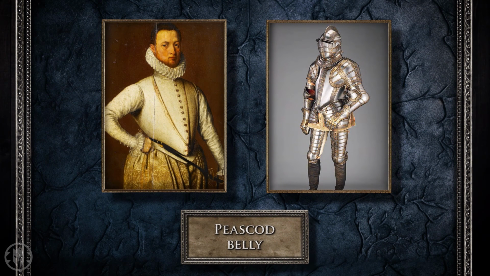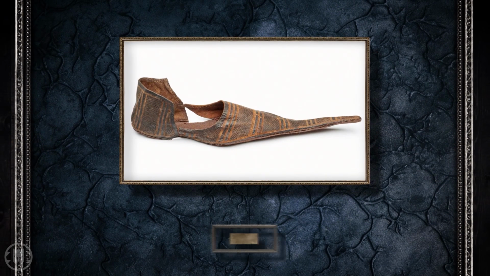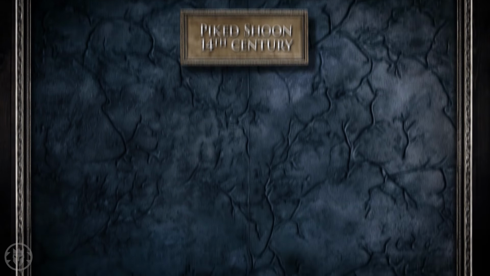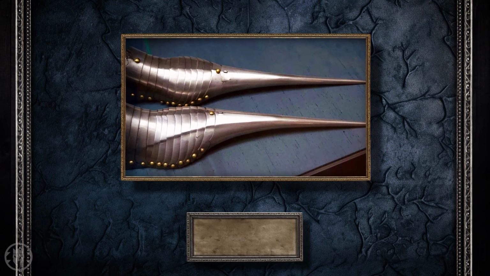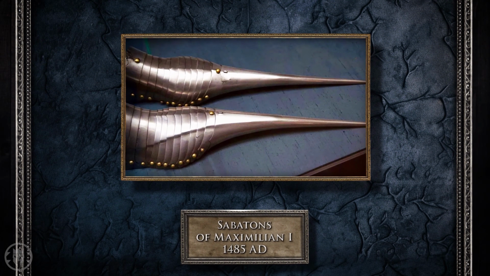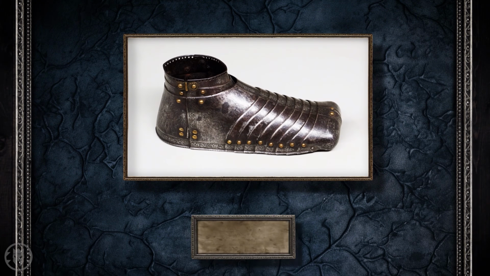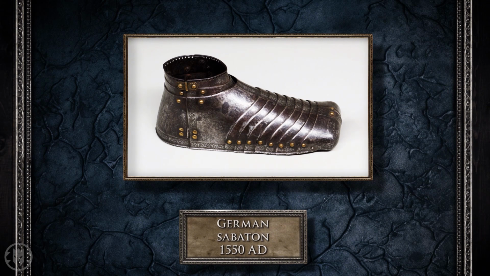A similar development can be found in shoes, where the pointed toe of the men's shoe of the mid-15th century became drawn out into what is known as the piked shoon, with its extremely long point, a fashion which is reflected in the armoured sabaton. This then fell out of fashion with extreme rapidity around the turn of the 16th century, as shoe fashion moved towards a curved, naturalistic toe of the shoe.